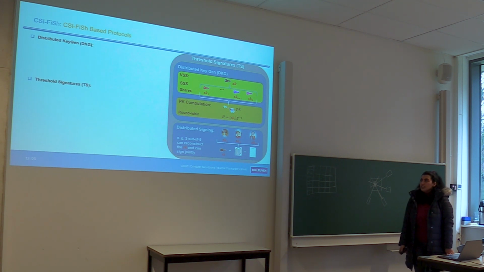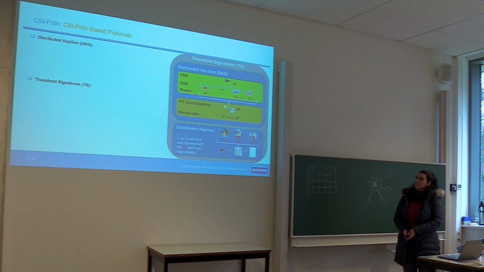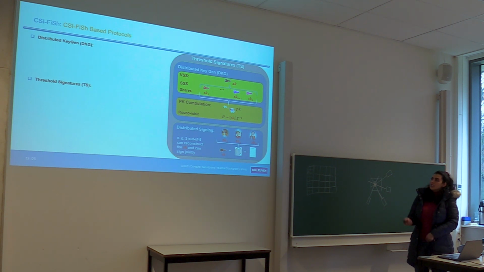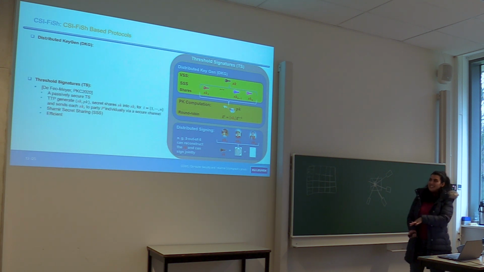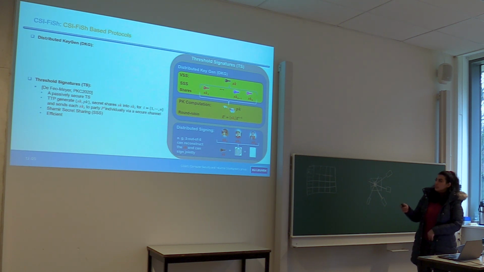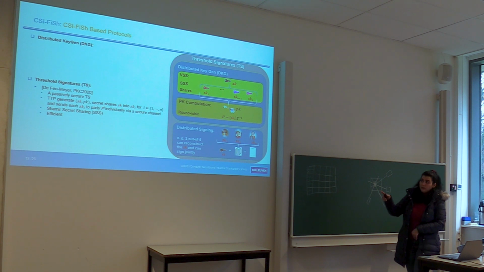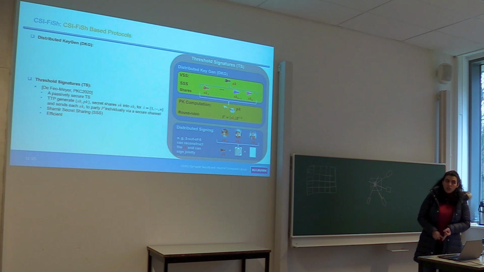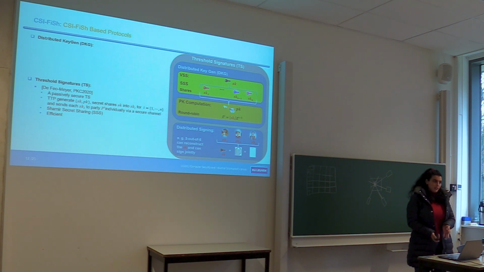Based on CSI-FiSh, there are a lot of protocols, but among them the threshold ones were more interesting for us. We have distributed keygen, and threshold signatures based on that. The first threshold signature is passively secure, given by De Feo and Meyer in 2020, as I mentioned. It is passively secure, uses Shamir secret sharing, and it is efficient since it is passive.